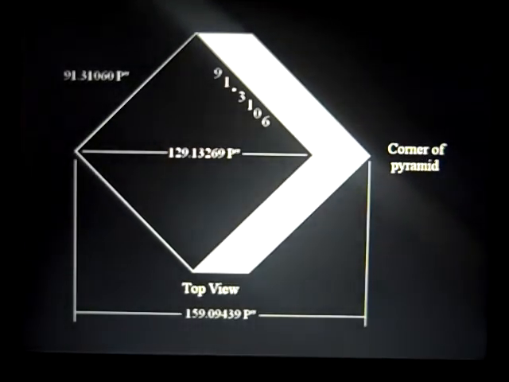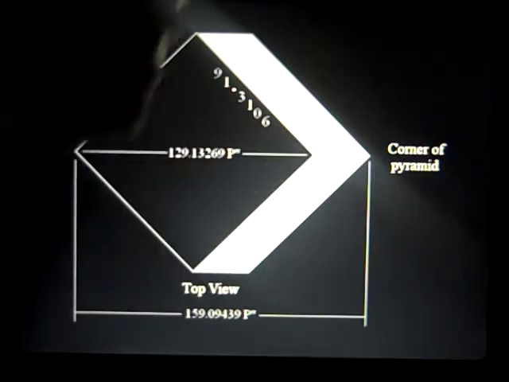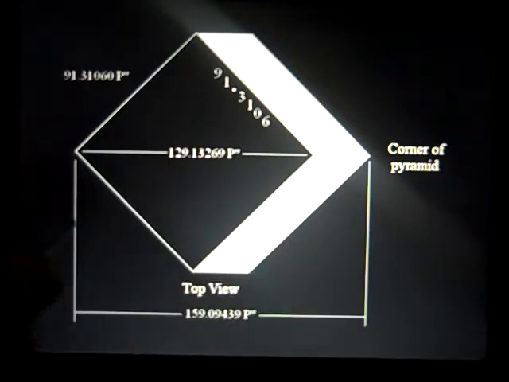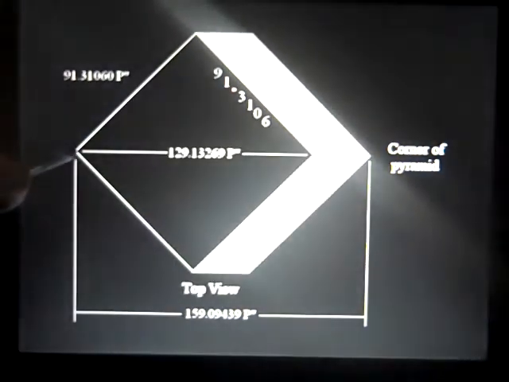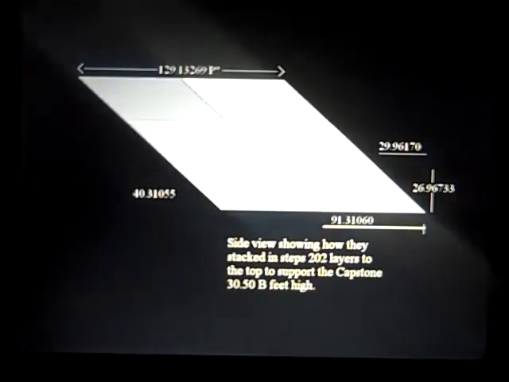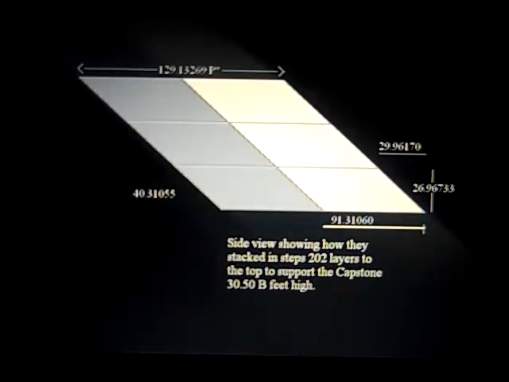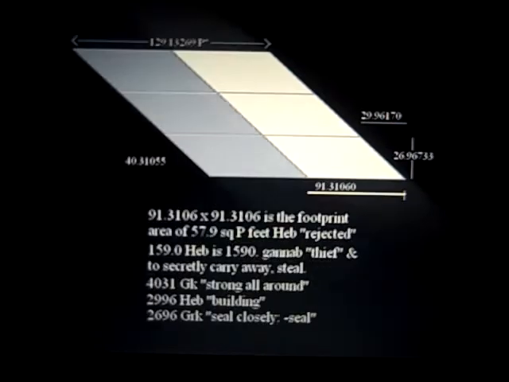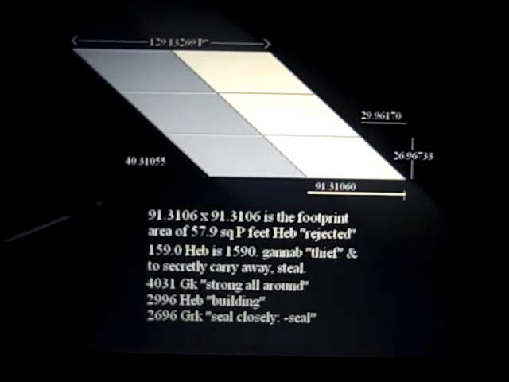There's the calculation there. That's the square here and the diagonal, and then this distance here. Just remember these because they come up in a later slide and you'll be thinking, where did that come from? This measurement from here to here. These stones are actually slanting. There it is there. It's a side view showing how they stacked in steps 202 layers to the very top to support the capstone, which is 30.50 British feet high. Now, these numbers are significant. This is the footprint that we showed you, and it needs to be rejected.